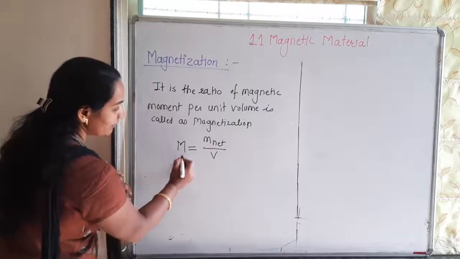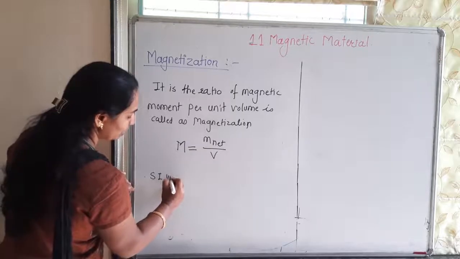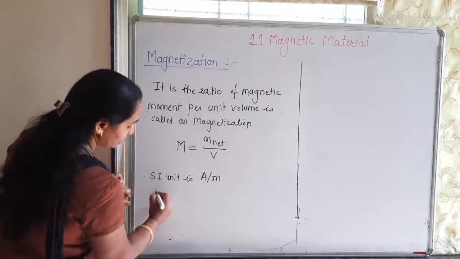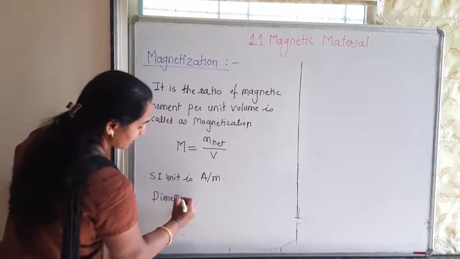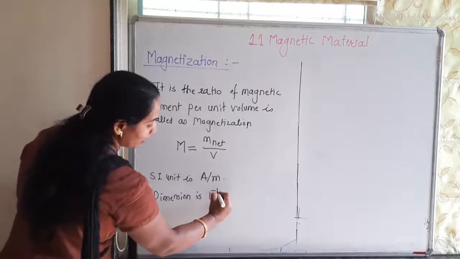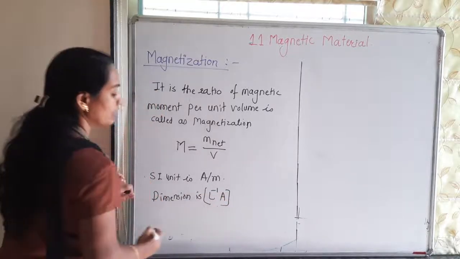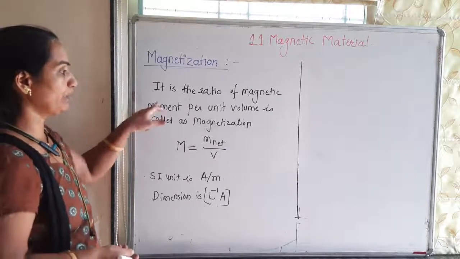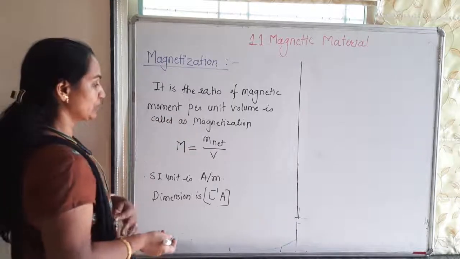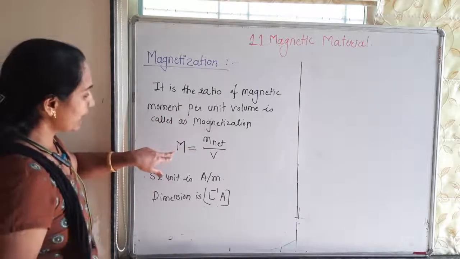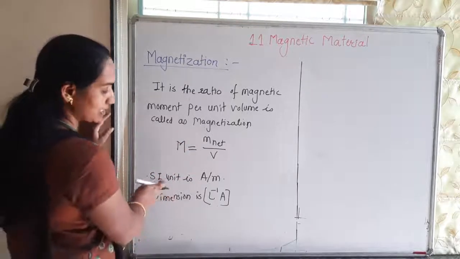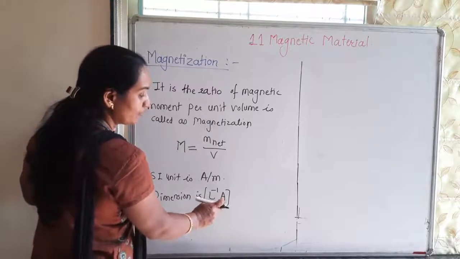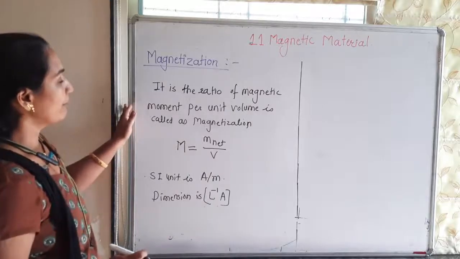It is a vector quantity and its SI unit is ampere per meter, and its dimensions are L inverse into A. So magnetization is the ratio of magnetic moment per unit volume, the value of M is m net upon V, its SI unit is ampere per meter and its dimension is L minus 1 into A.